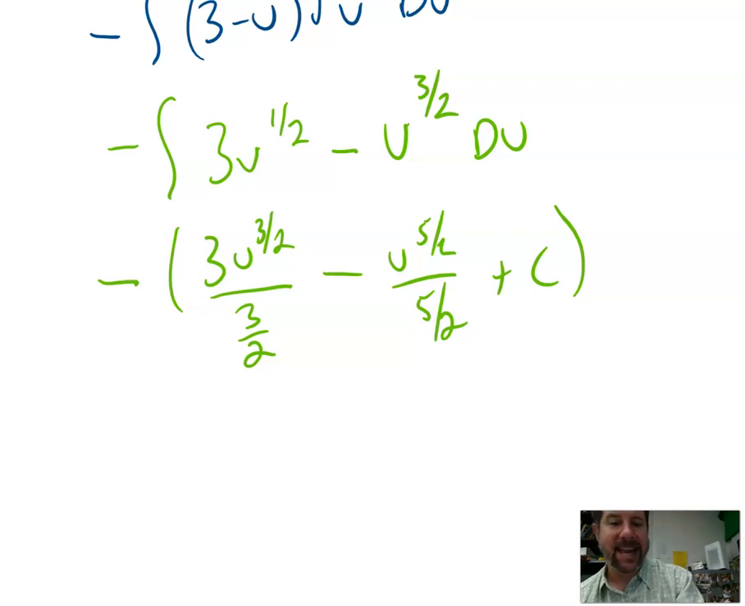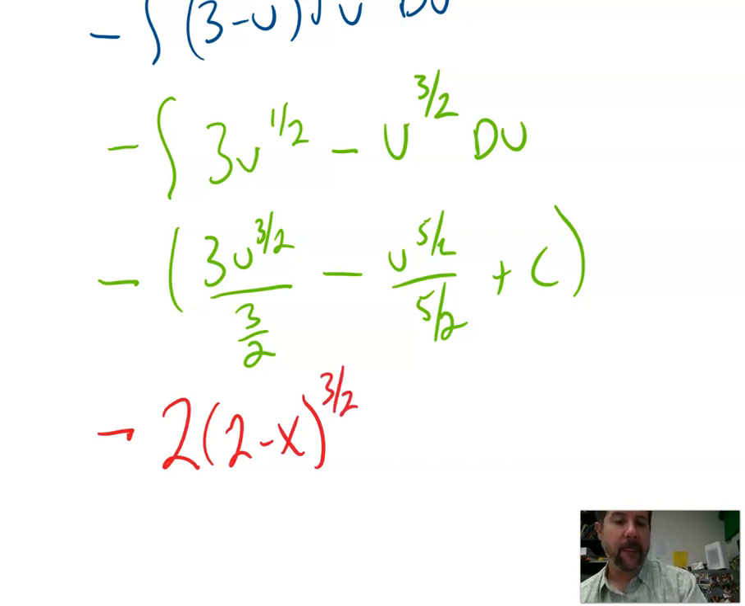All right, so negative 2/3 times 3 is negative 2. U, what was u again? This is a good time to plug in. U was 2 minus x to the 3/2. I don't know how much I should be doing all at once here. Let me keep these parentheses. Negative on the outside. 2/3 times 3 is just 2. 2 minus x to the 3/2. Minus 2/5. U is 2 minus x to the 5/2 plus c.